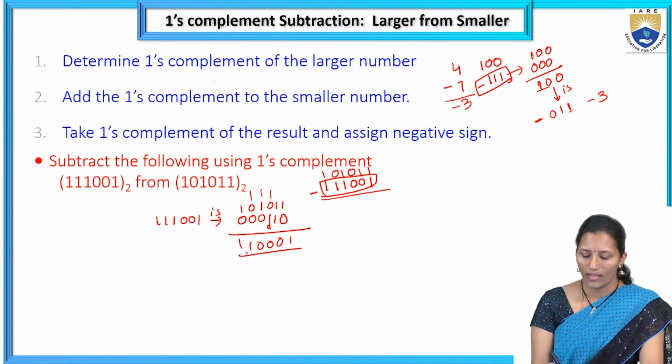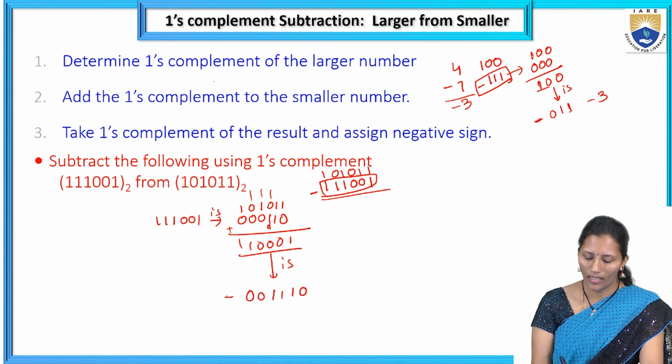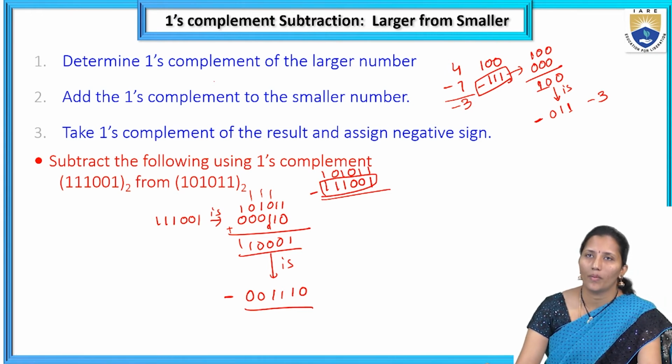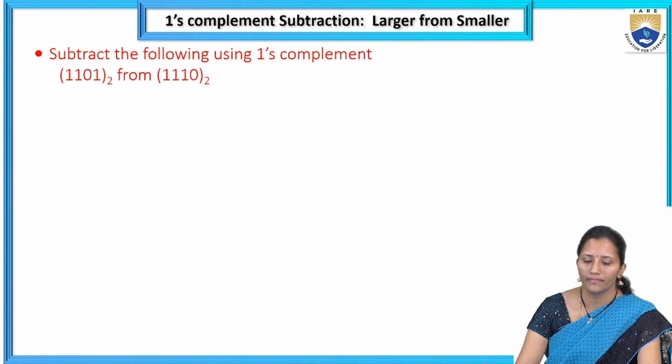Okay, then after adding these two numbers, again perform ones complement of the result. So here you are going to get 0, 1, 1, 1, 0, 0. Assign a negative sign to this number. This is the ones complement subtraction method.